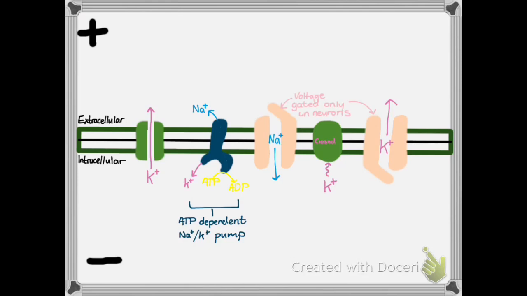Next are the creamy ones. These are the voltage-gated channels. You can see the first one is a sodium-gated one, and then the other one is a potassium-gated one. The voltage-gated sodium channel also only exists in neurons, unlike the leaky channel, which exists in all cells because it's very important for homeostasis. And then last but not least is the ATP-dependent sodium-potassium pump.